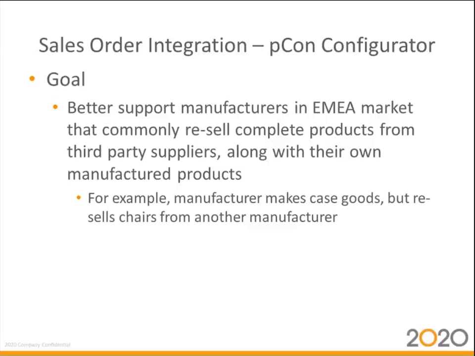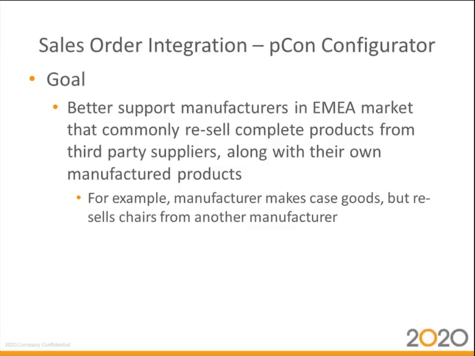So as an office furniture manufacturer, I make my own case goods, but I sell chairs from somebody else. And maybe they're rebranded or maybe they're not. I just sell so-and-so's brand of chairs also. And so when I sell those, I just buy them from the other manufacturer and either have them drop shipped or delivered to me or whatever.